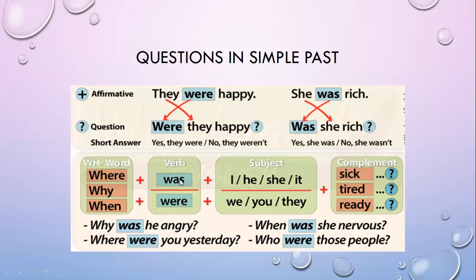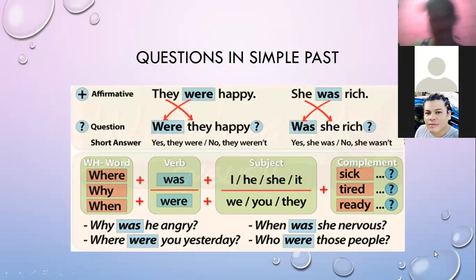Because here it says that you are going to use was with I, he, she, and it, and were with we, you, and they. Okay? Jacqueline, can you read the examples, please?